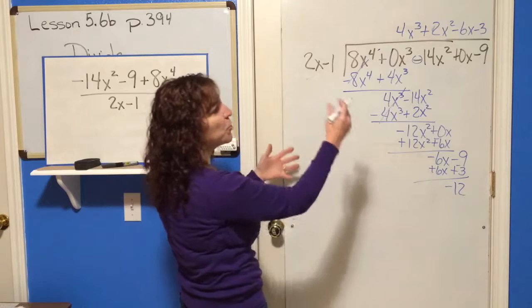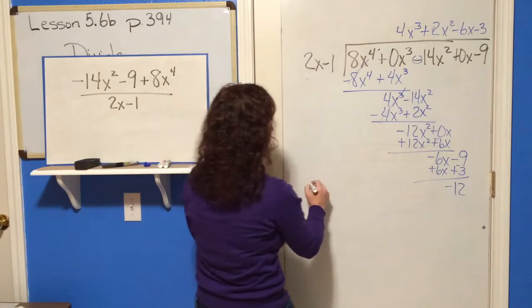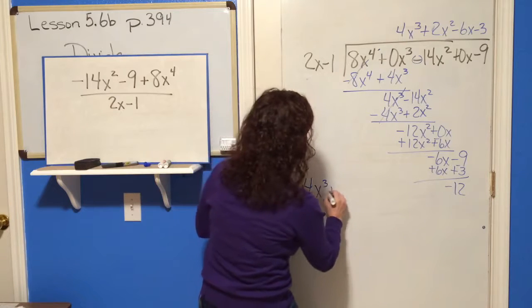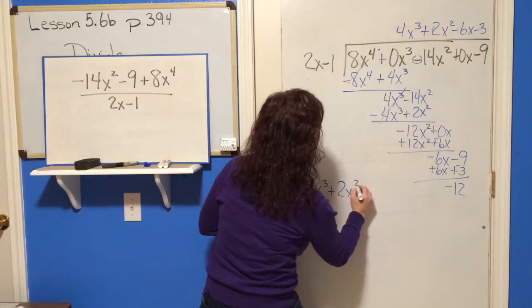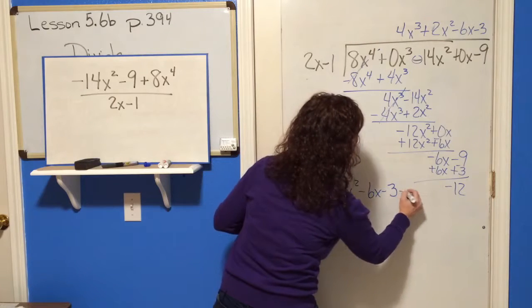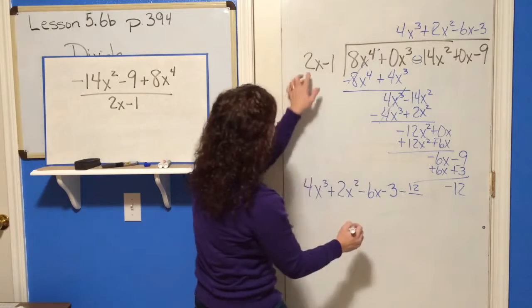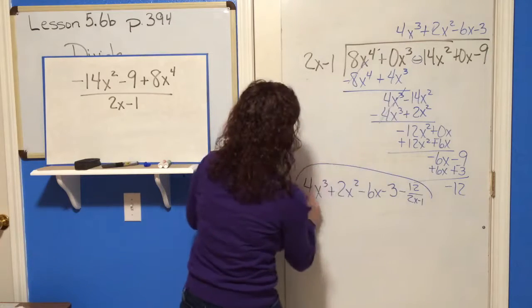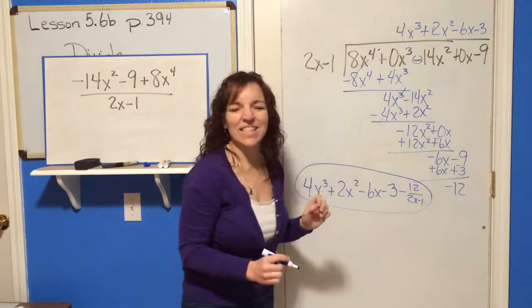So your final answer, I'm going to move it down here so you can see what it looks like. So you have 4x cubed plus 2x squared minus 6x minus 3. And then you're going to have minus 12 over 2x minus 1. Easy sneezy, you can do this.